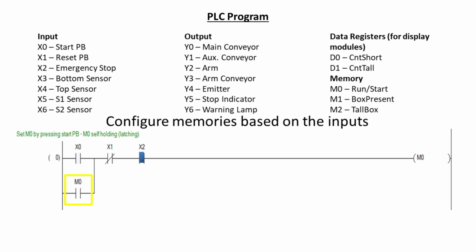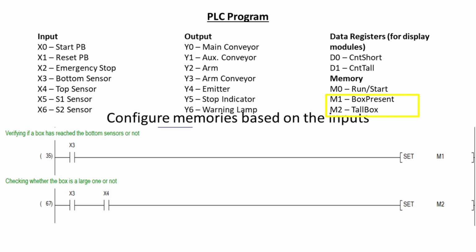Once M0 becomes high, the contact related to M0 closes, establishing a pathway for the signal to sustain the M0 state, even if the X0 contact is open. So, it's crucial for the M0 memory bit to be in a high state to keep the entire process operational. If M0 transitions to a low state, the entire process comes to a halt.